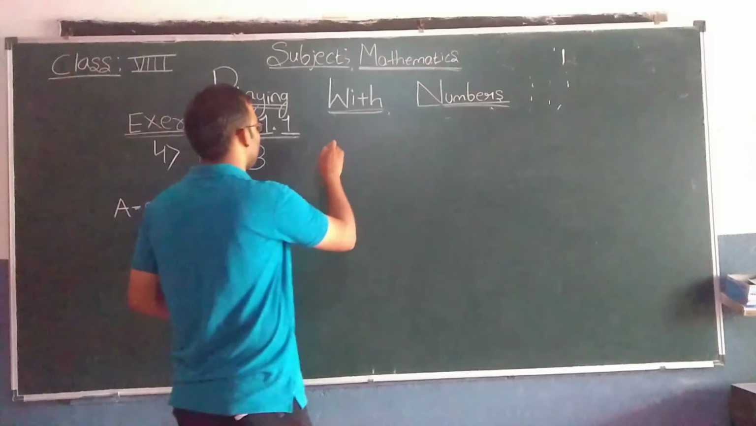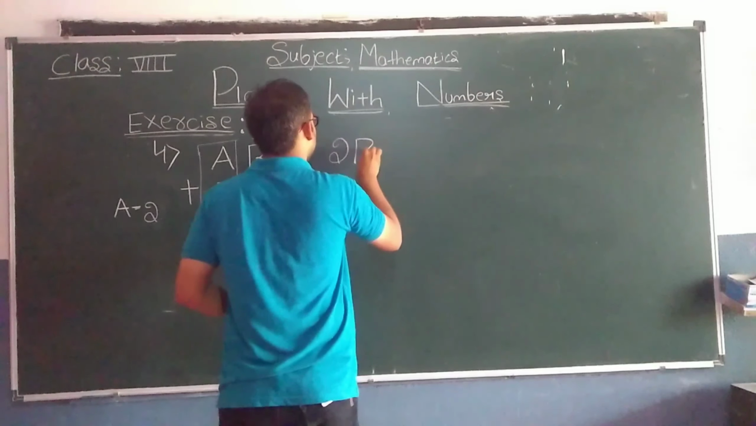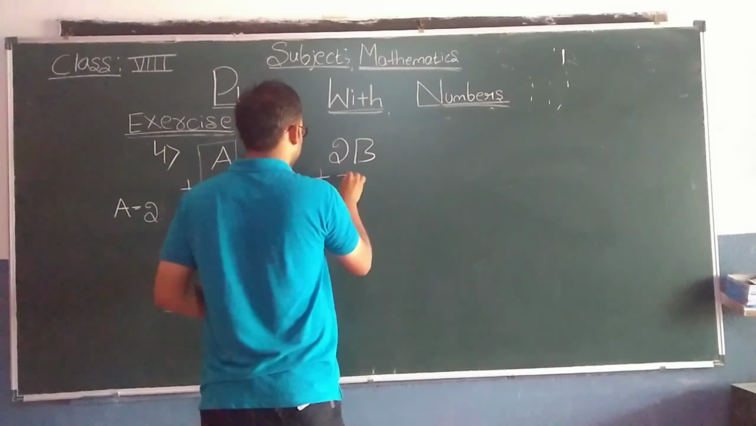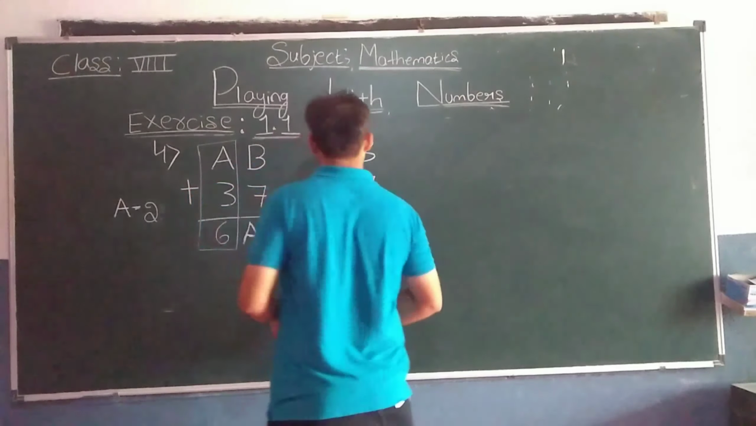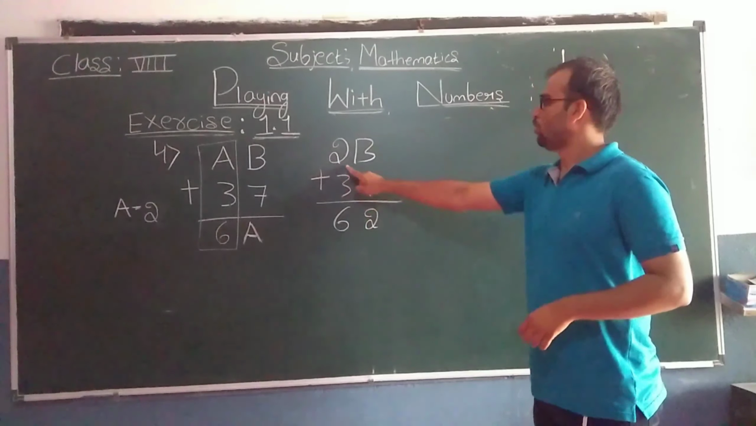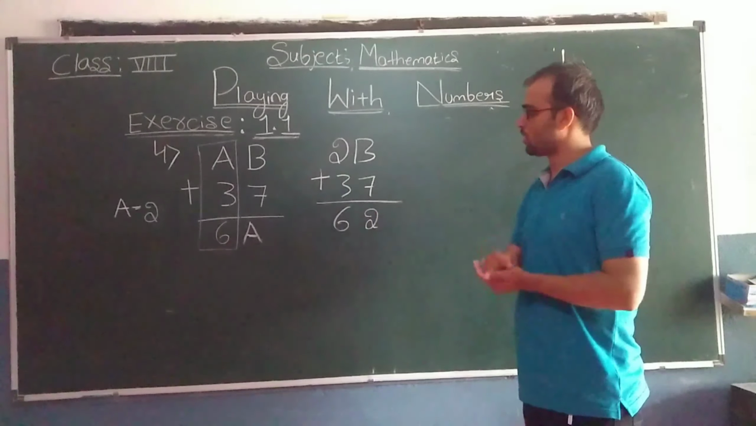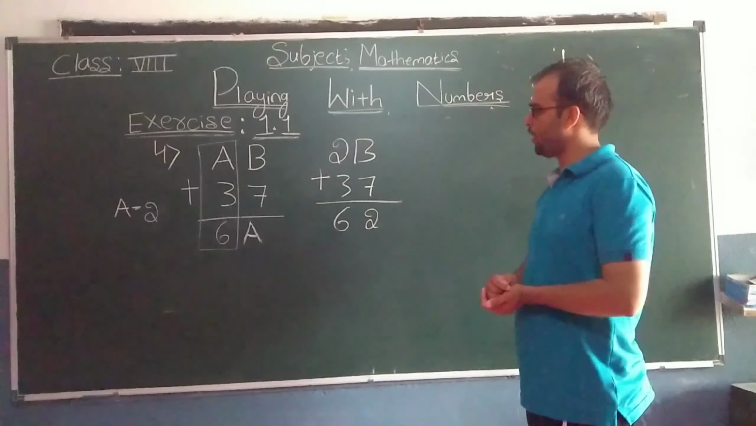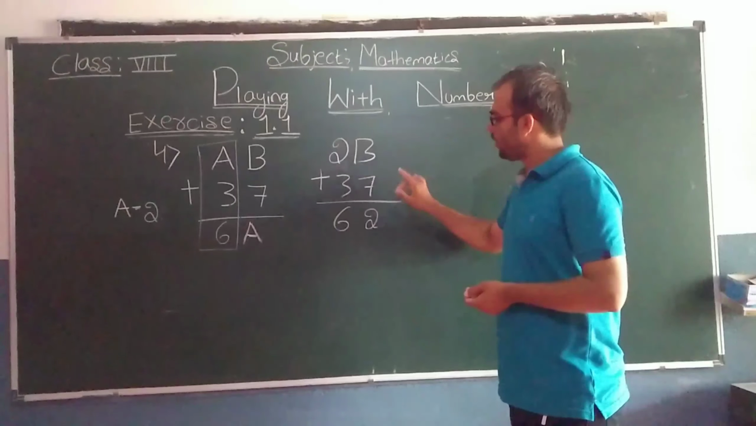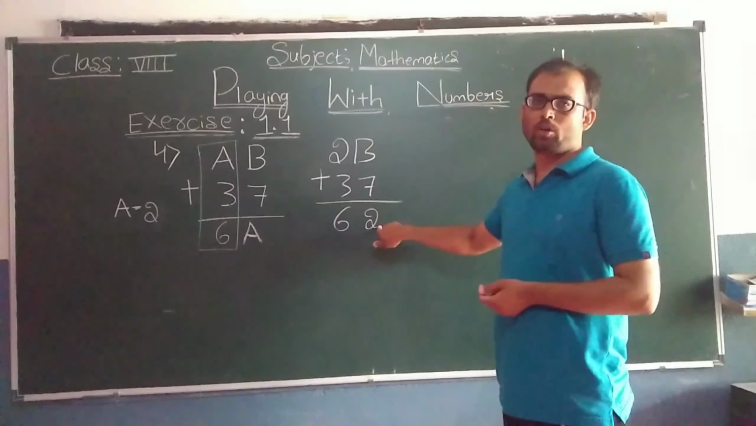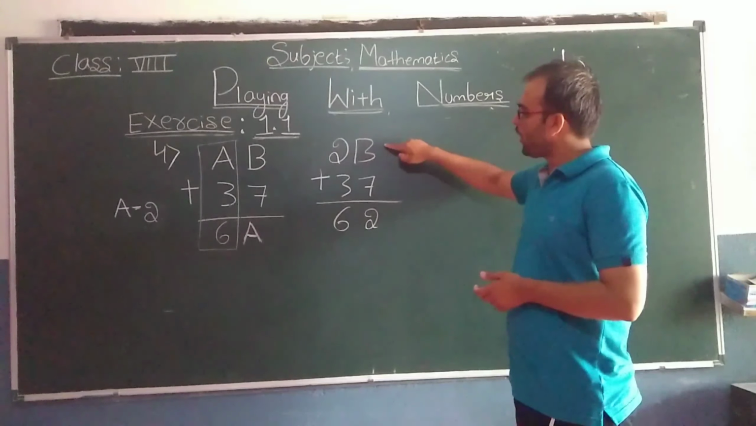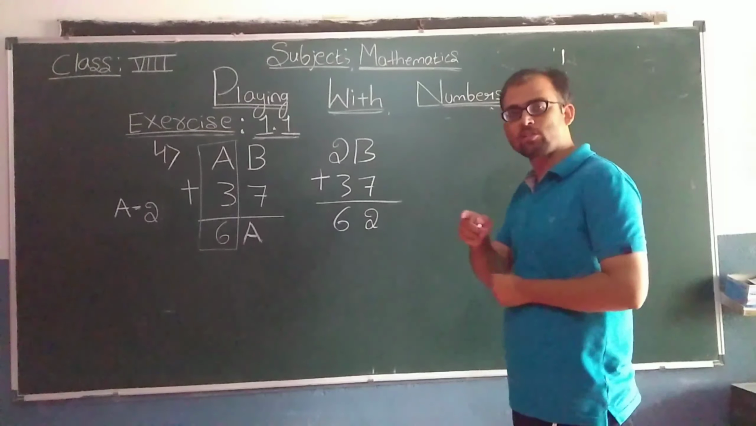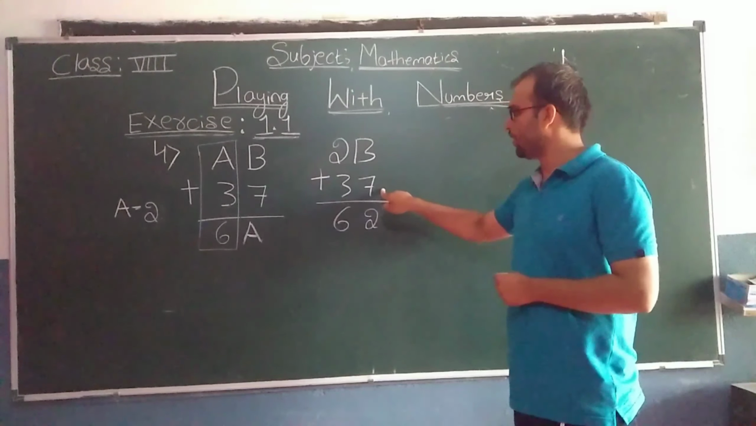So let us take A as 2. So 2b plus 37 is 62. At one's place, what is there? 2 is there. So now, what has to be added to 7 in place of b?